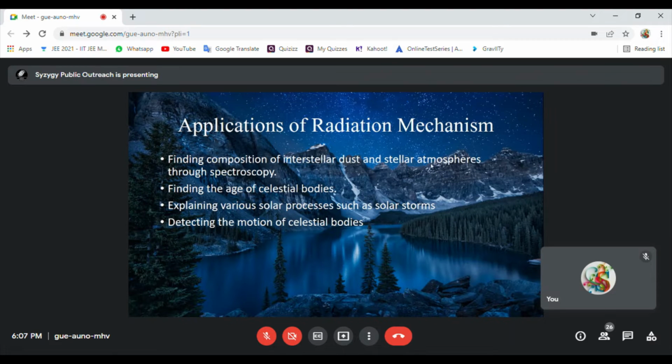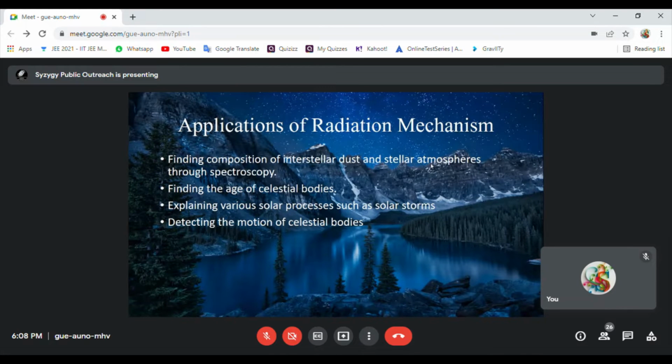Okay, so the third application is explaining various solar processes such as solar storms. Now, this is still a field of study because we have observed that the atmosphere of the sun is many times hotter than the actual surface of the sun. Scientists are trying to explain this with the help of radiation mechanism, but it's not a foolproof theory now. Research is still going on.